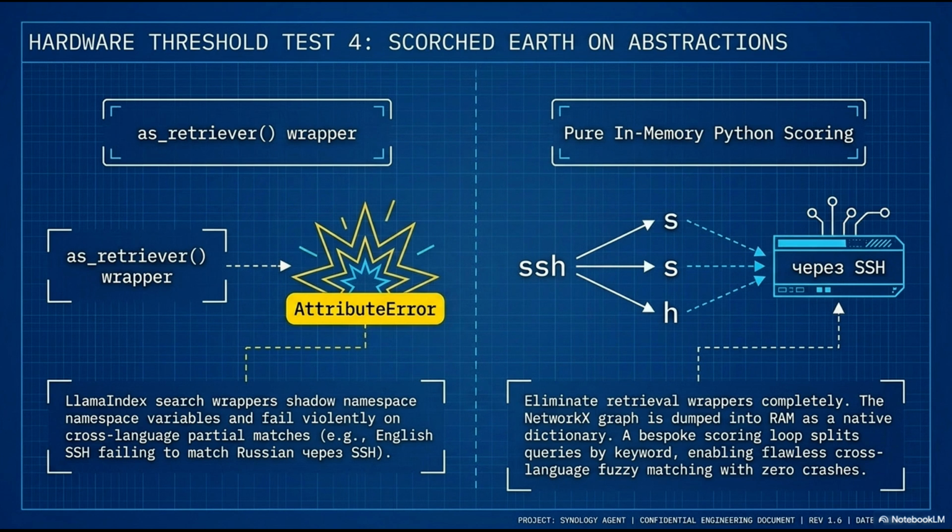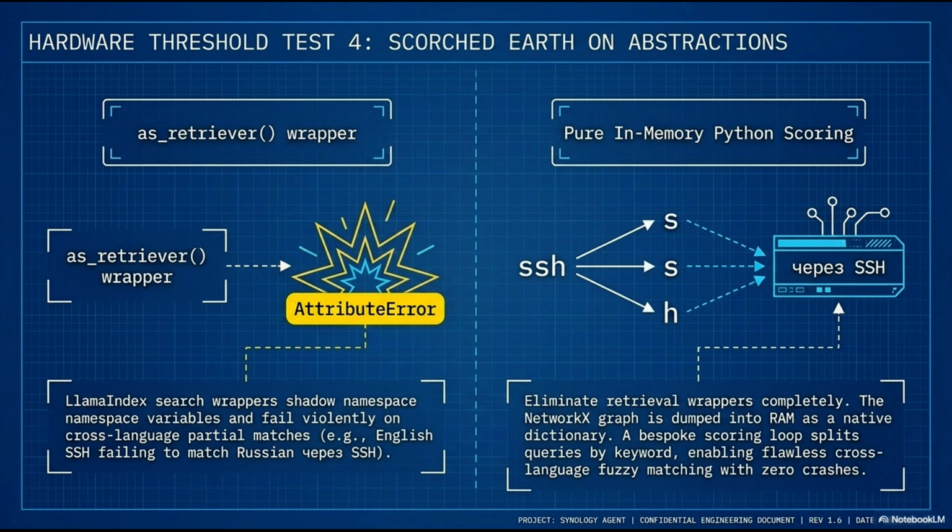How does Vitali engineer his way out of this double bind? He goes scorched earth on the framework abstractions. I love that. He completely deletes the LlamaIndex retrieval wrappers from the query loop. He stops using asRetriever entirely. Instead, he engineers a 100% pure, in-memory native Python dictionary scoring loop. He replaces the AI framework's sophisticated search engine with a custom if-then Python script.